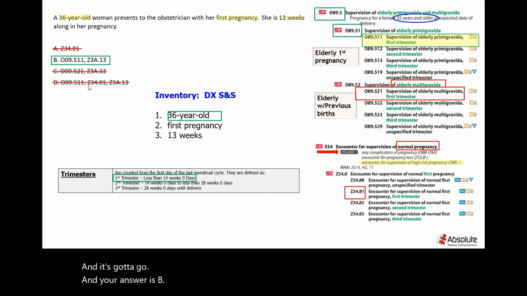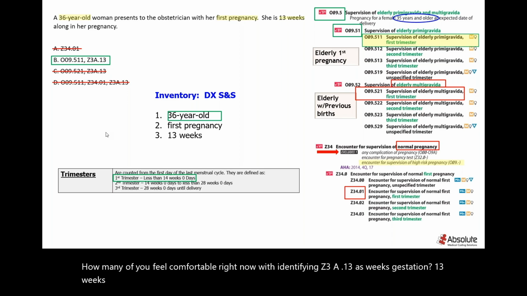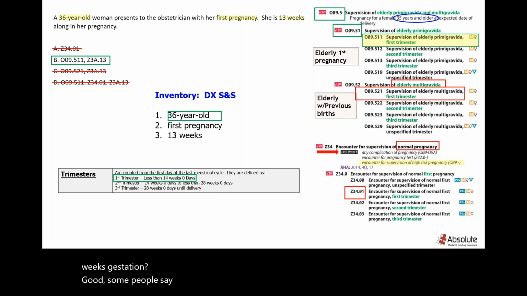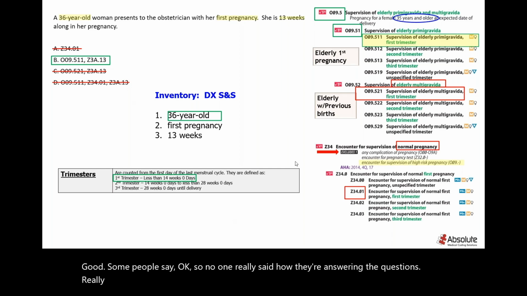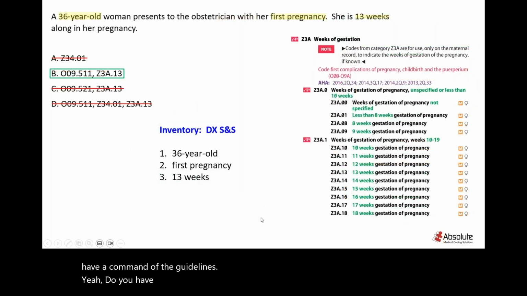How many of you feel comfortable right now with identifying Z3A.13 as weeks gestation, 13 weeks gestation? Good. Some people say, yeah. Okay, so no one really said how they're answering the questions really rapidly. They didn't just answer this one rapidly, but a few of them, I'm guessing they have a command of the guidelines. Yeah. Do you have your MCG manuals?